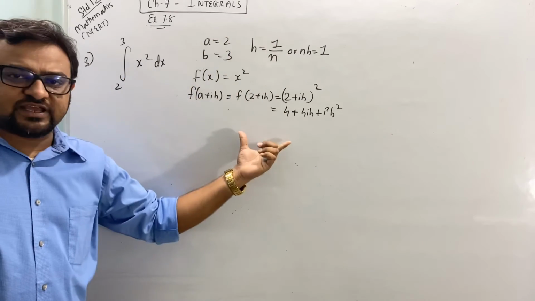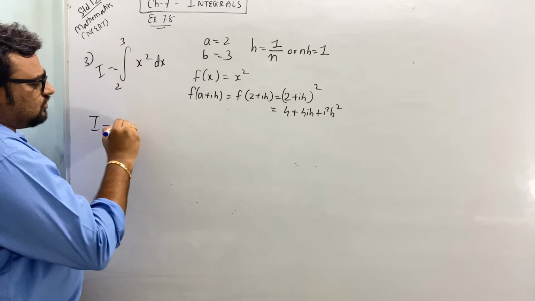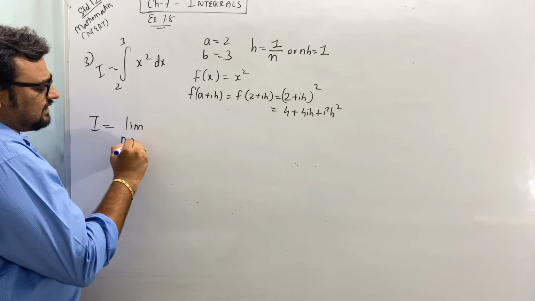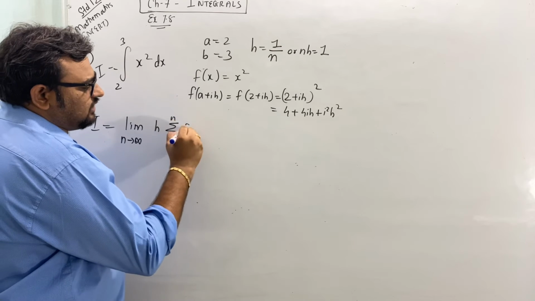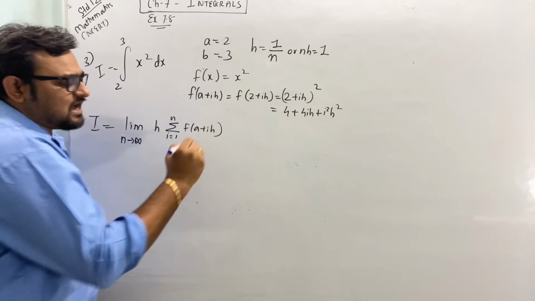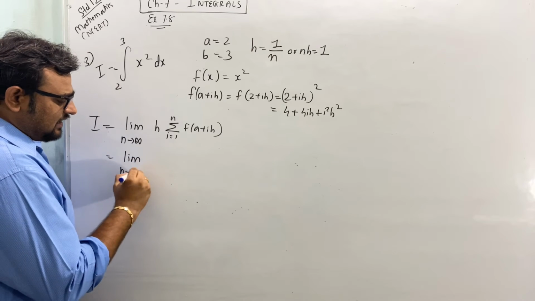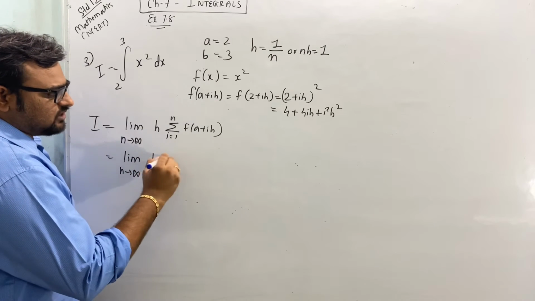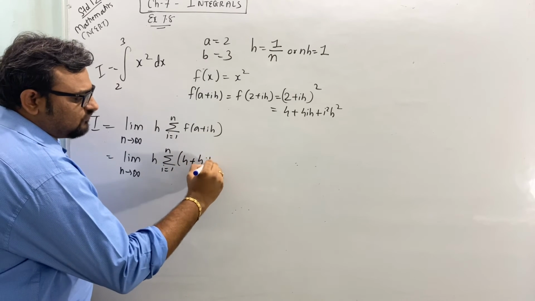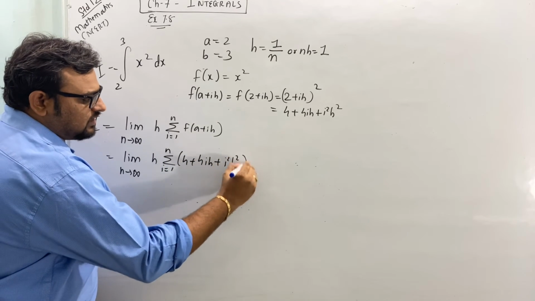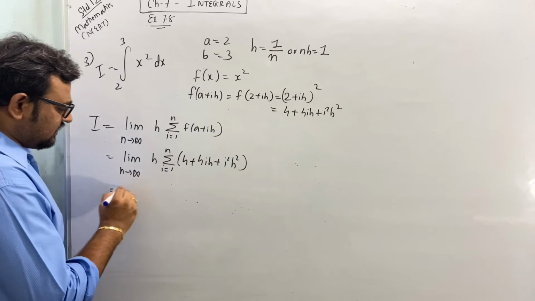Okay, so I found all this thing. Now let's start with the formula. I will be equal to limit n tends to infinity h summation i equal to 1 to n f of a plus ih. So limit n tends to infinity h, summation i equal to 1 to n, 4 plus 4ih plus i square h square. Clear? So now we will begin.